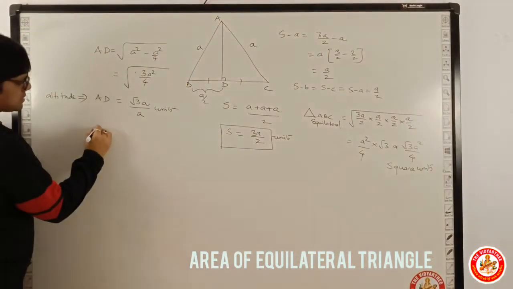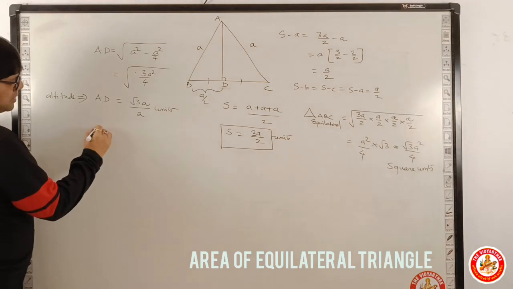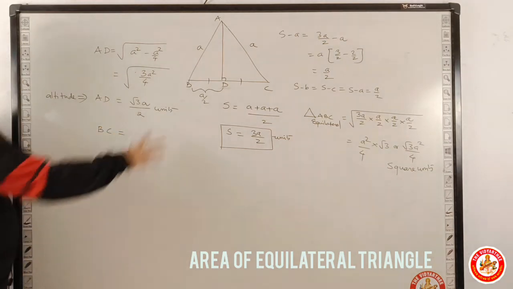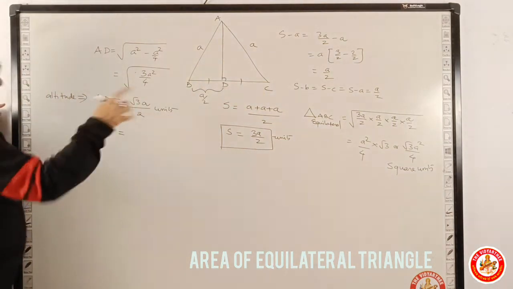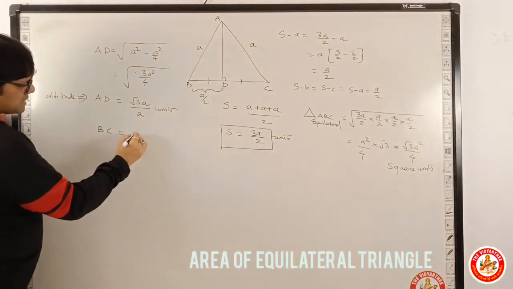So what is the base? Here the base is BC. It's not BD, it's BC. So what is BC? BC is A units.